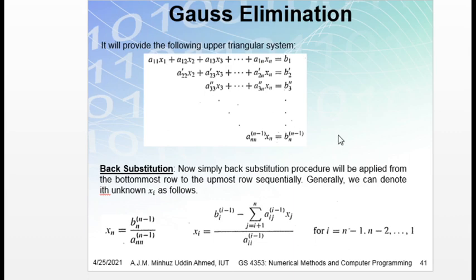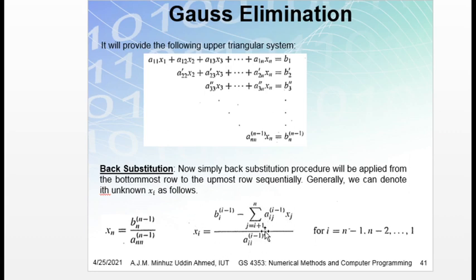And now the back substitution will have to be done, starting from the very last equation, where we can easily understand and determine xn. As you can see, xn can be easily calculated according to this formula. And we have derived similar formulas for all the other equations.